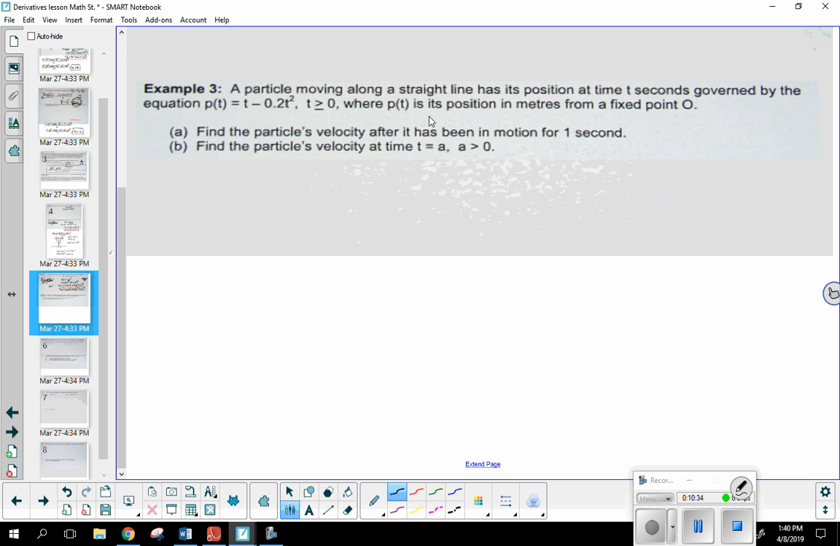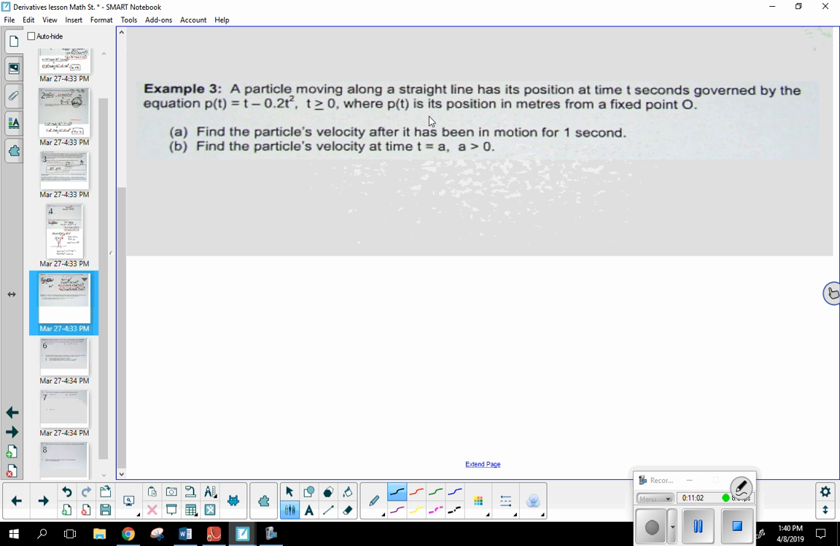This is the last part of the notes. There we go. Okay, so let's take a look at this one. A particle moving along a straight line has its position at time t seconds, governed by the equation P of t equals t minus 0.2 t squared, where t is greater than or equal to 0, where P of t is its position in meters from a fixed point O. A, find the particle's velocity after it's been in motion for 1 second.